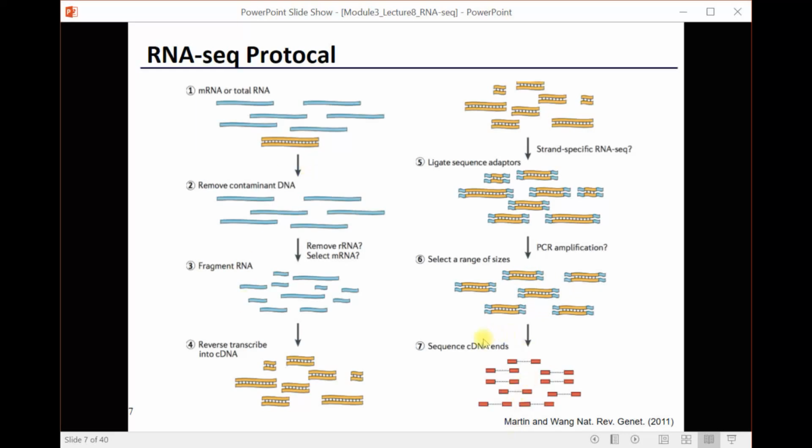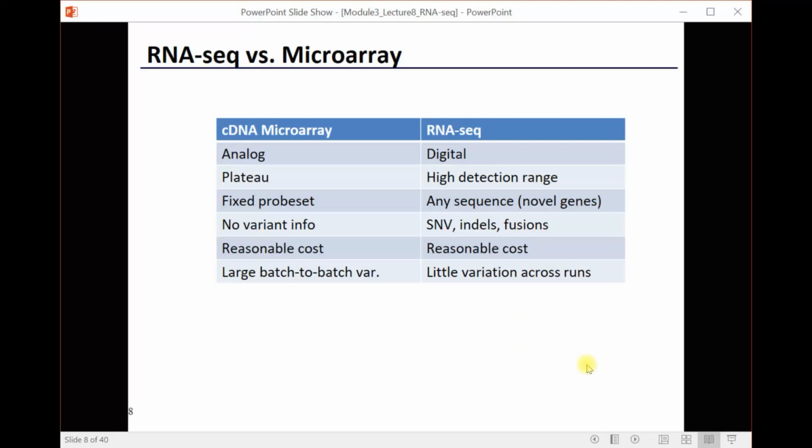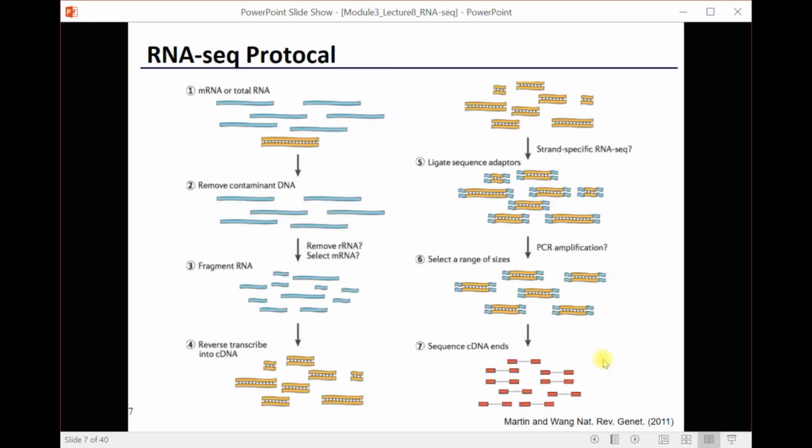And then we just sequence the cDNA fragments. We can either do paired-end sequencing, like shown here, or we can just do single-end sequencing. And the sequencing technique is just the same as the DNA sequencing technique that I described in the NGS lecture.